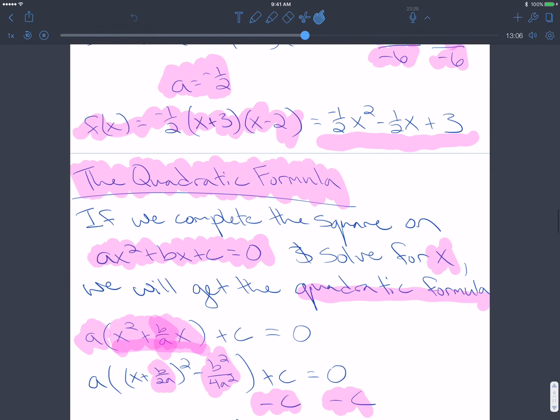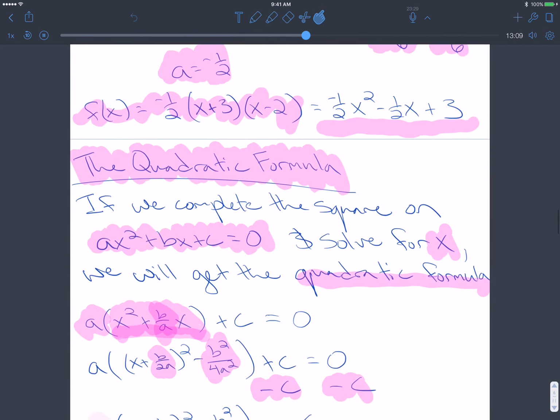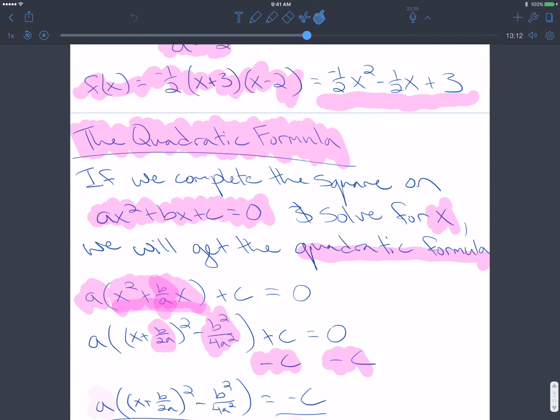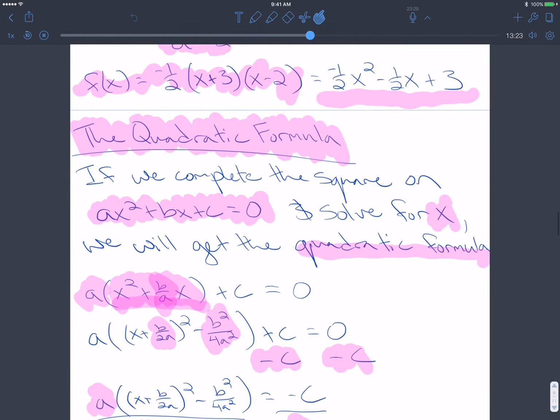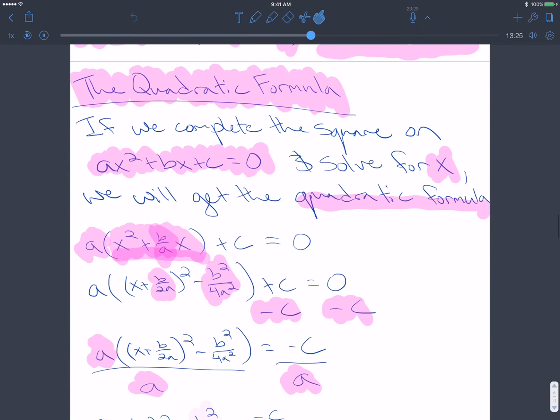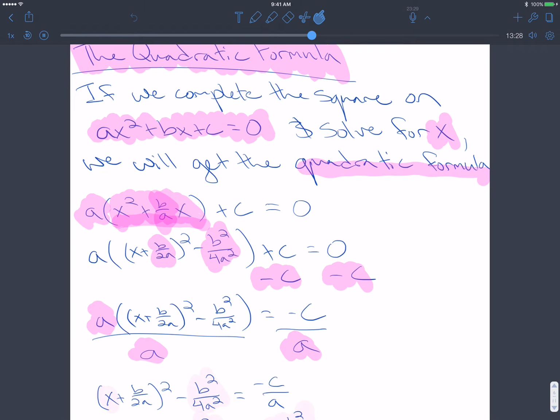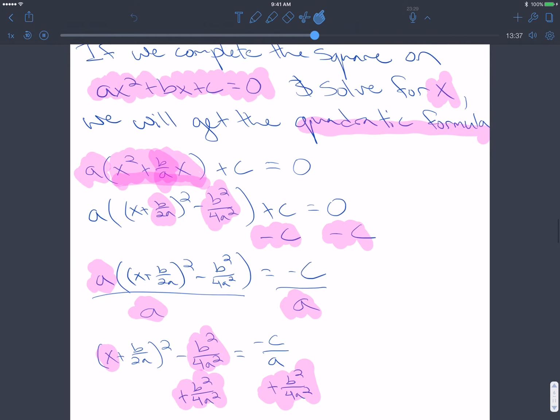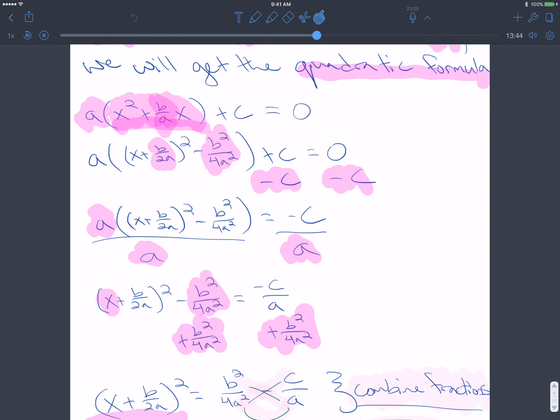First thing is subtract c from both sides. Then I have a times this big quantity of x plus b over 2a quantity squared minus b squared over 4a squared is now equal to negative c. That a is outside, so I'm going to divide both sides by a. So x plus b over 2a squared minus b squared over 4a squared is equal to negative c over a. Since I'm solving for x, I'm going to add this b squared over 4a squared to both sides. So then I have x plus b over 2a squared is equal to b squared over 4a squared minus c over a.